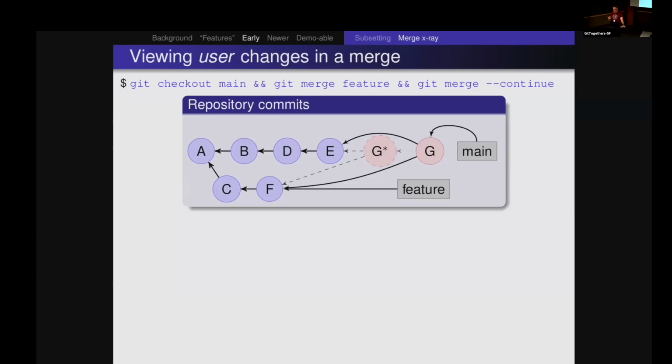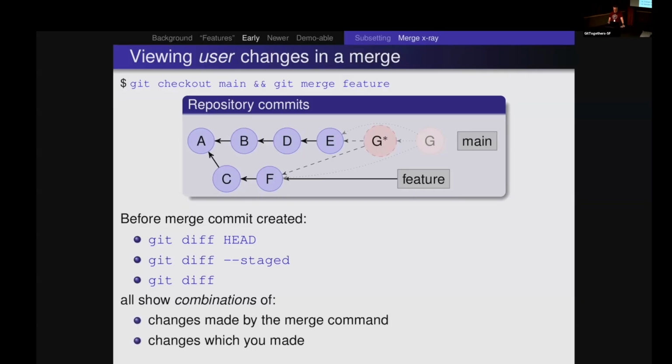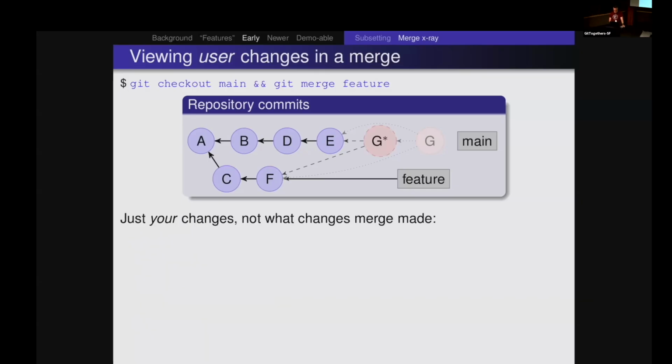So you have to go and edit those conflicts, fix them up, and run git merge --continue. But let's say that you haven't fixed all those merge conflicts yet. You've only fixed some of them, and you've made various changes. And you want to see what changes you've made. The obvious choices for that would be the git diff commands that you might expect. The problem is that they combine changes that were made by the merge command with the changes that you made. If you want to just see the changes that you've made since the merge stopped, then you need something else besides these. And that's where we created the git diff auto_merge command.